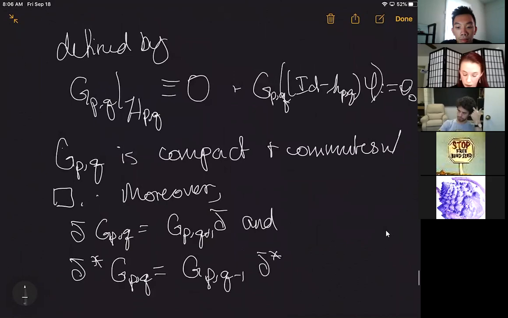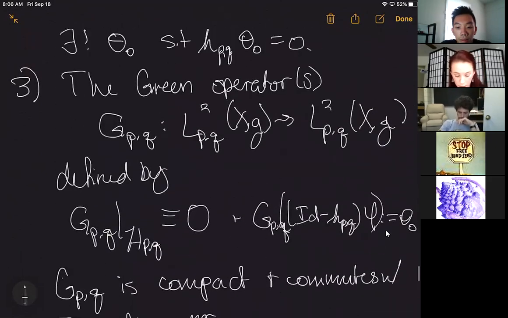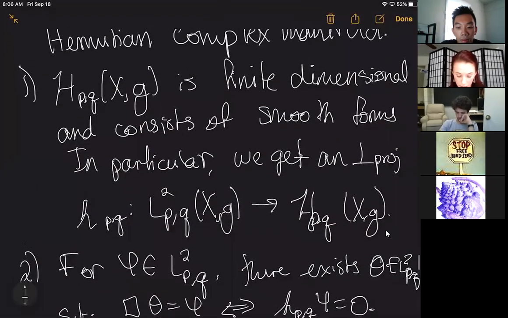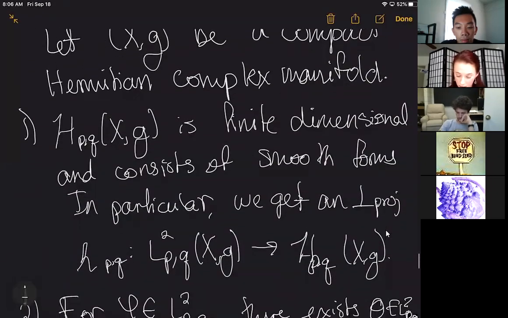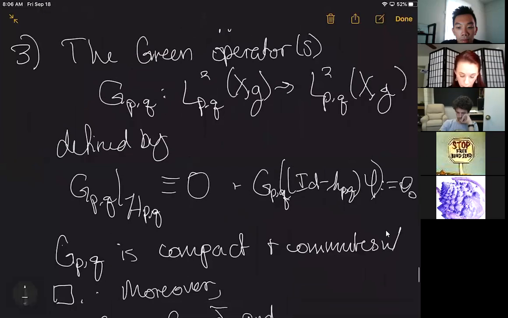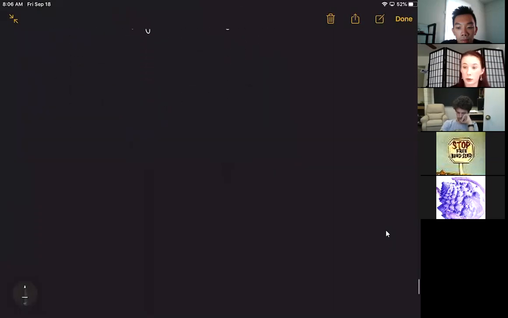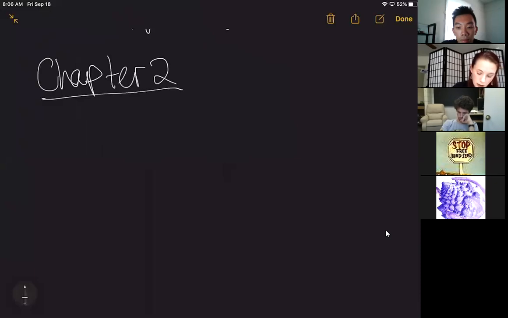Okay, so all of this setup just allowed us to define our box Laplacian and state this theorem. But now, before we prove the theorem, we need some analytic results. So that is what we are going to be talking about today. So chapter 2 is the analytic results.